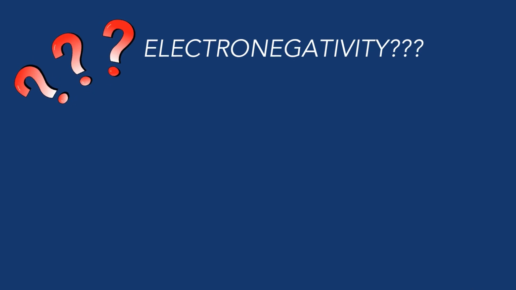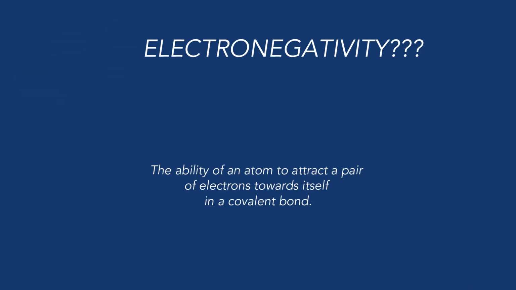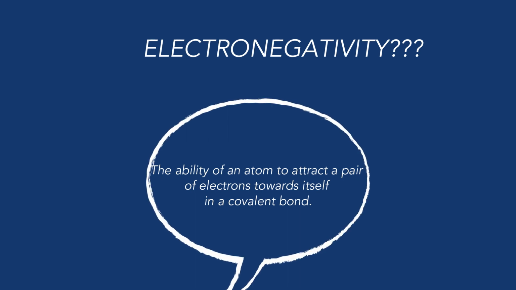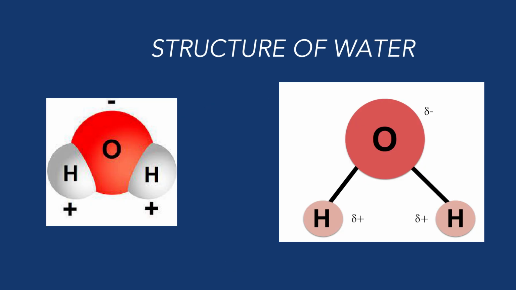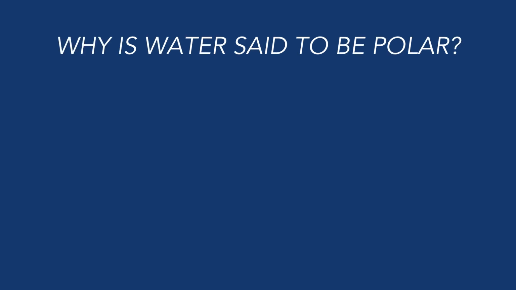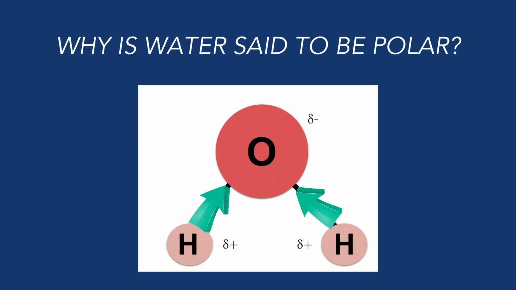You might be wondering what electronegativity is exactly. Well, we'll define it as the ability of an atom to attract a pair of electrons towards itself in a covalent bond. You might be wondering how all of this links to the structure of water and indeed hydrogen bonding. Simply put, water gains its ability to hydrogen bond due to its polar structure.